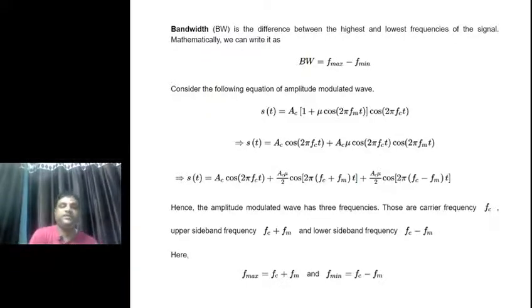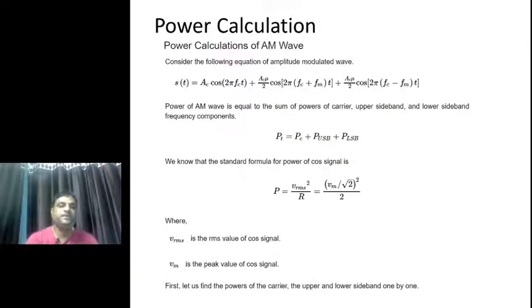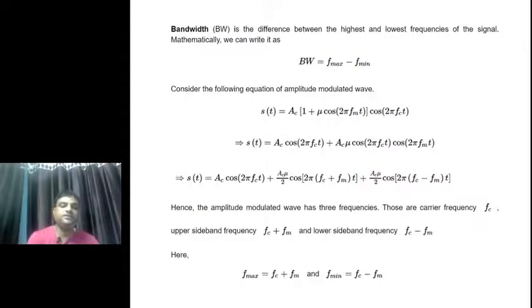Then again you expand it. After the expansion we get AC cos 2 pi FCT, which is nothing but the carrier signal, and the FC plus FM term is nothing but the upper sideband, and FC minus FM is the lower sideband. It means the frequency varies from the carrier frequency FC, the upper frequency is FC plus FM, and the lower frequency is FC minus FM. Then F max equals FC plus FM, and F min equals FC minus FM. If you take the difference of these and calculate the bandwidth, it becomes twice FM.